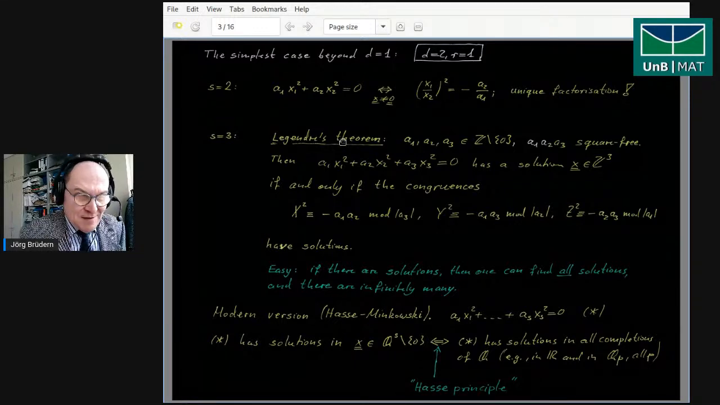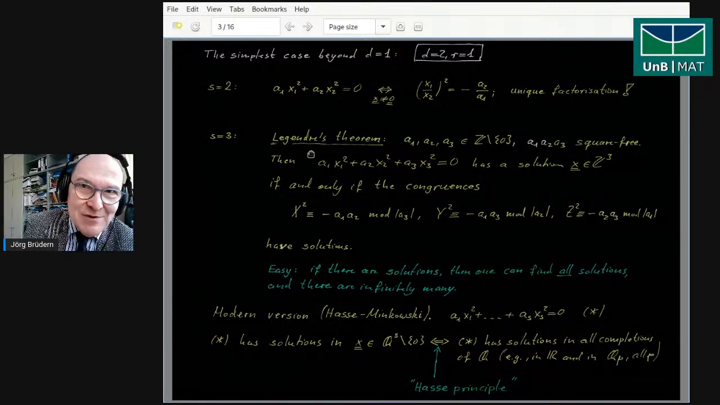With three variables, we're in a situation where we see one of the most beautiful theorems of elementary number theory, known as Legendre's theorem.